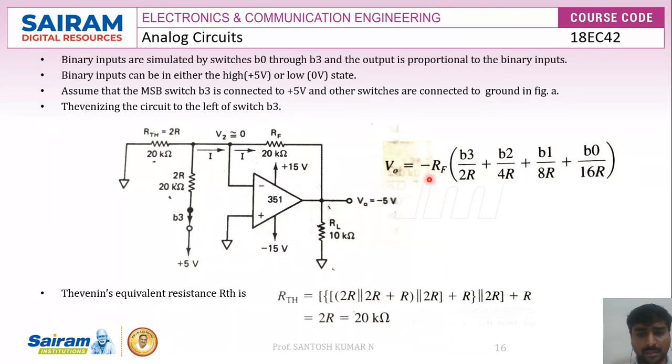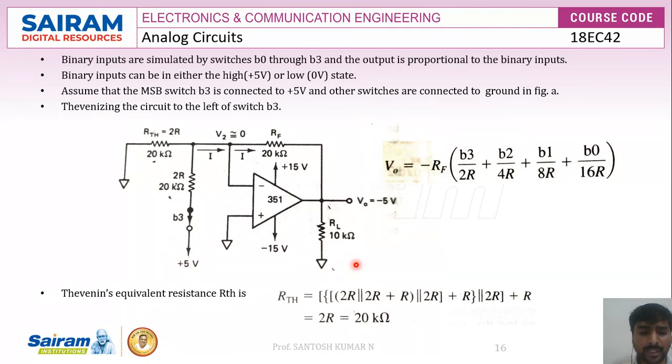If you see the output voltage for different combinations of inputs, it is given by V0 is equal to minus RF into B3 divided by 2R plus B2 divided by 4R plus B1 divided by 8R plus B0 divided by 16R. So based on what combination of input bits we are applying, we get the output voltage. So here, what is the advantage?